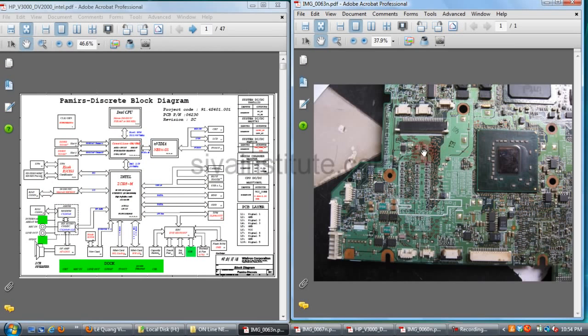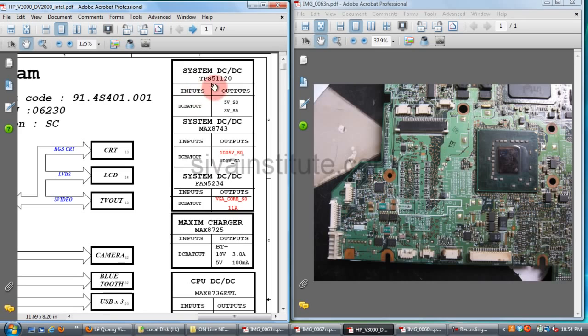This is the circuit. This is the laptop motherboard. See here, system DC, TPS51120, inputs DC and BAT out. DC means DC adapter, BAT means battery out. That means 18 volts from the DC adapter. If you give voltage from the adapter, this voltage is 18 volts. If you connect the battery, this voltage is 12 volts. So input voltage is 12 volts or 18 volts. Output voltages: 5 volts in S3 state, 3 volts in S5 state. So we will see that page.